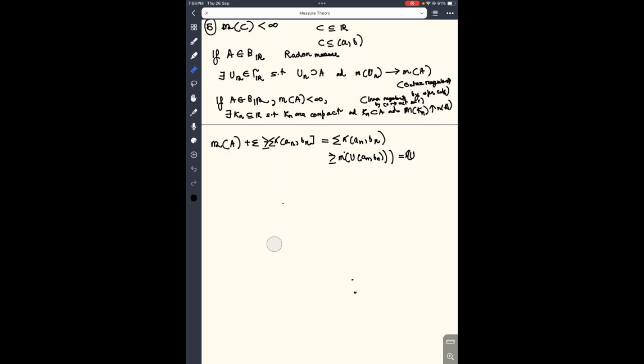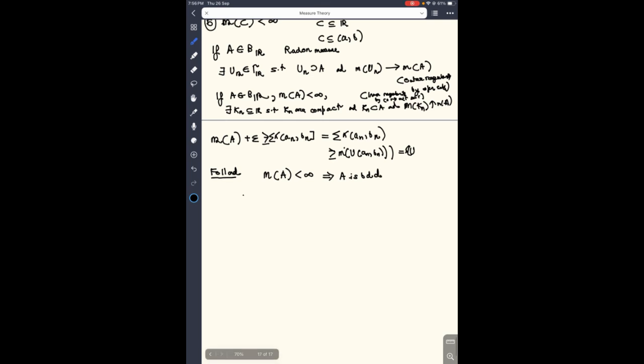Okay, for inner regularity the proof is a bit messy, so you can check Folland for it. Another thing that I wish to note is that if the measure of a set is finite, there is no implication that it is bounded. This is true for Lebesgue measure also. M of A finite doesn't imply A is bounded. The converse is true: if A is bounded, M of A is finite, but the other side is not true.